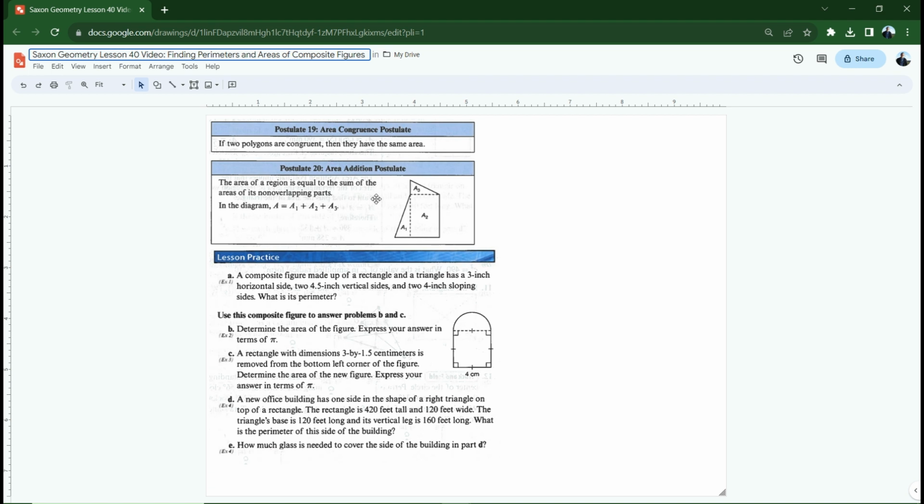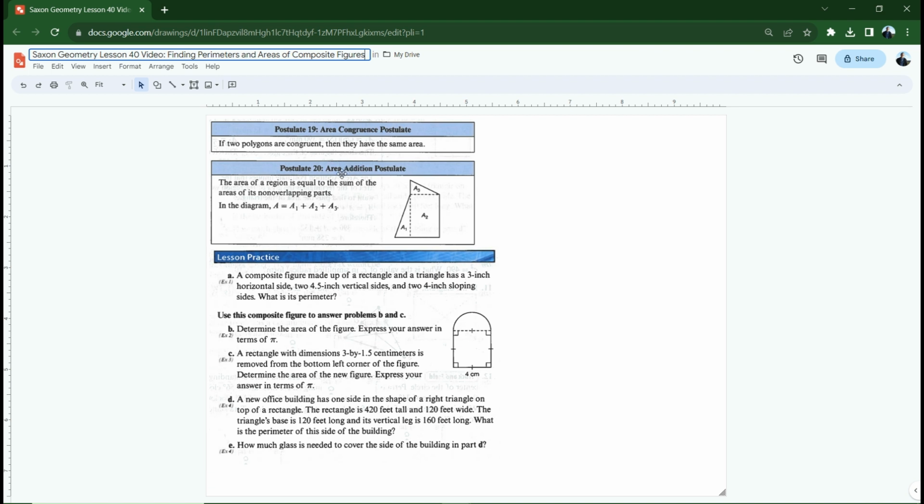There are two postulates that we need to keep in mind in this lesson. Both of them are pretty obvious. The first one: if two polygons are congruent, then they have the same area. Well, duh. That one's pretty easy to visualize, right? If two polygons are exactly the same, their area also is the same.